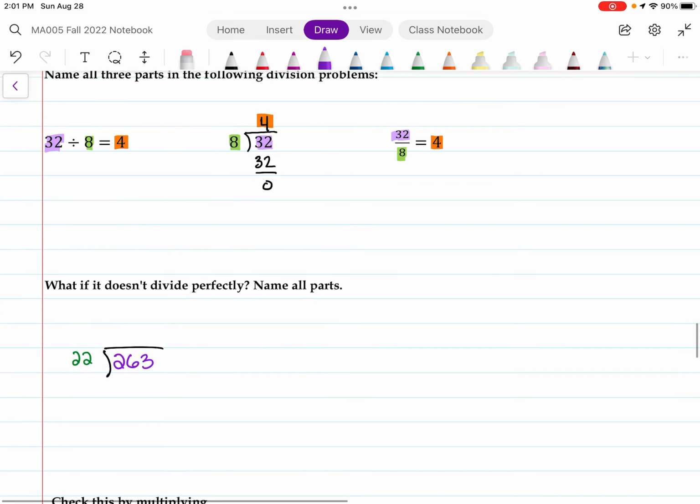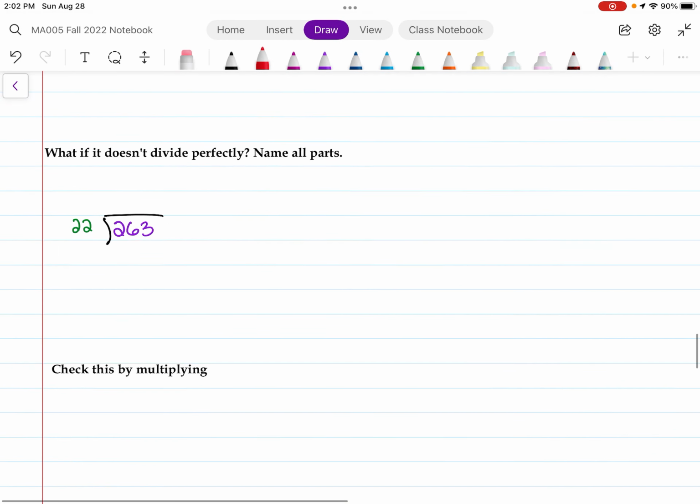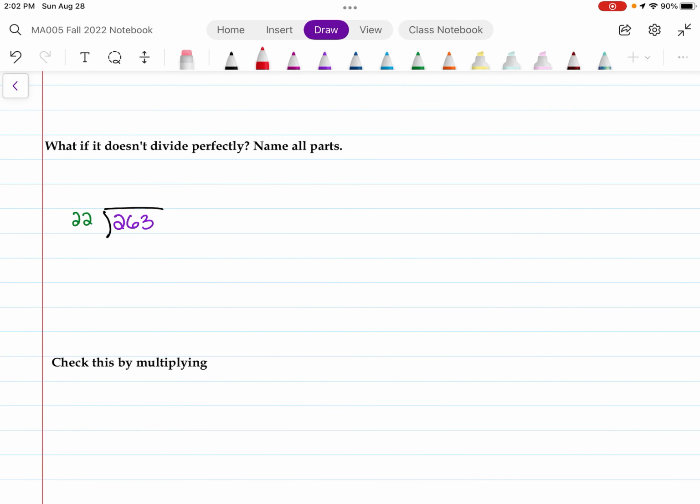What if it doesn't divide perfectly? So let's look and see what happens. So 22 into 263, I'm going to do the division algorithm here. And we're going to look at what we call everything. Okay, so we're going to say 22 times 1, and we're going to subtract here, and we get 4. Bring down the 3. 43. How many times is 22 going into 43? It does not go in twice because that would be 44. So it just goes in once. So 22, subtract, and we get 21.